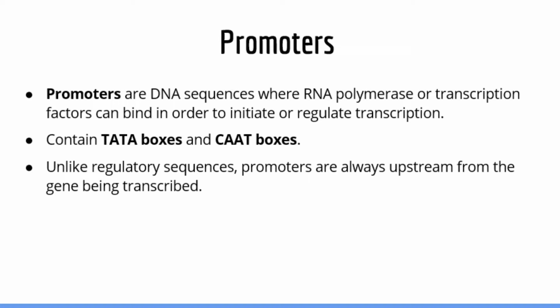Promoters typically contain special DNA sequences called TATA boxes and CAAT boxes. Essentially, these are long sequences of repeating thymine and adenine nucleotides in the case of a TATA box, or repeating cytosine, adenine, and thymine nucleotides in the case of a CAAT box. What you need to know is that a promoter contains repeating TATA sequences or CAAT sequences. Unlike regulatory sequences, promoters are always upstream to the gene being expressed. That is, they are located before the gene when considering the orientation of RNA transcription.